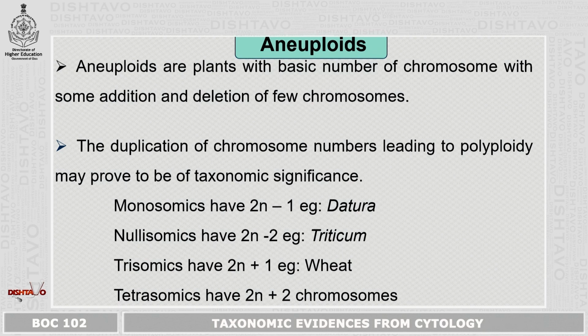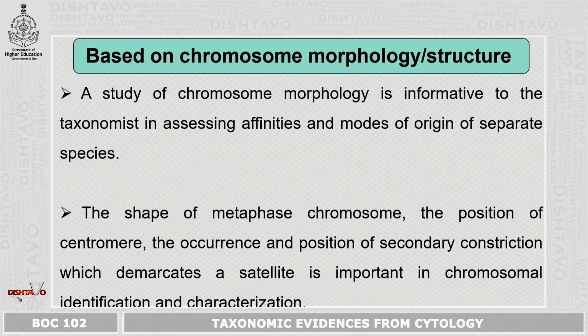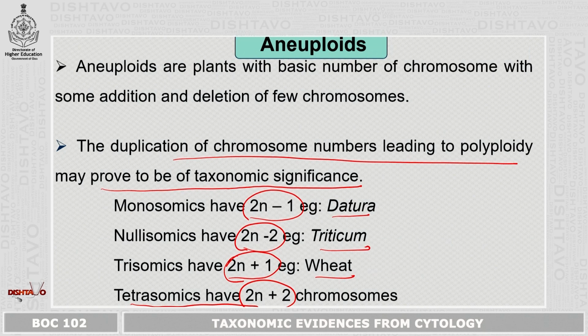So, in case of aneuploids, these are plants with basic number of chromosome with some addition and deletion of a few chromosomes. Now, we see the duplication of chromosome number leading to polyploidy may prove to be of taxonomic significance. For example, in Datura, we have monosomics, that is 2n is equal to 1. In Triticum, we have nullisomics, 2n is equal to 2. In wheat, we have 2n is equal to 2n plus 1. There are trisomics. And in some plants, we have tetrasomics, which have 2n is equal to 2. So, this is based on aneuploidy.